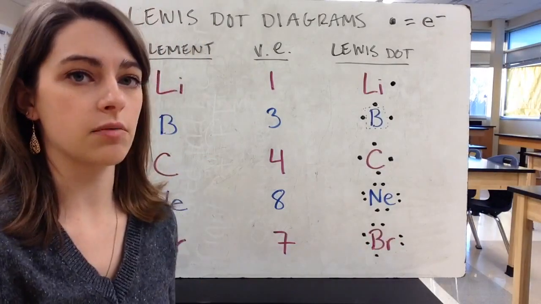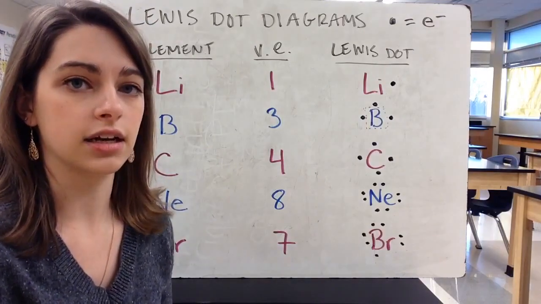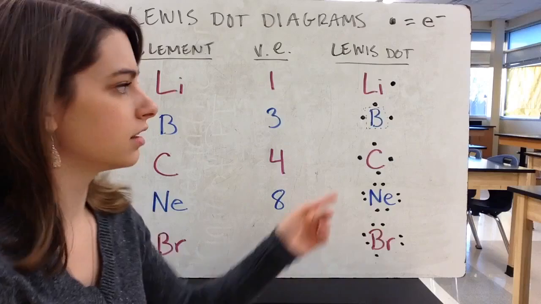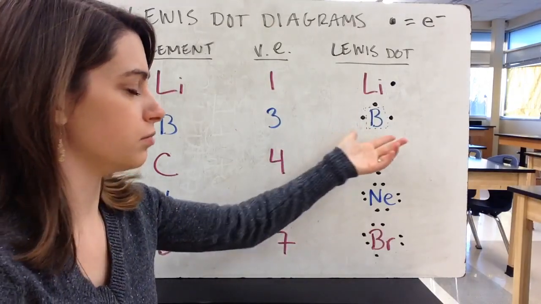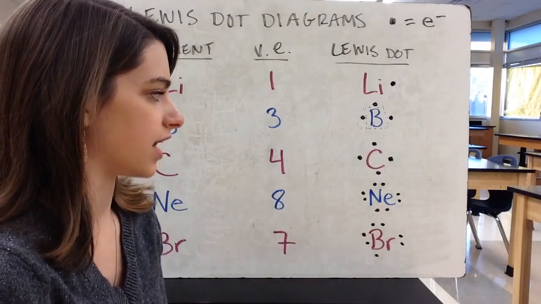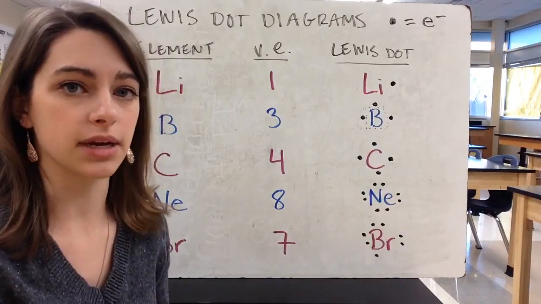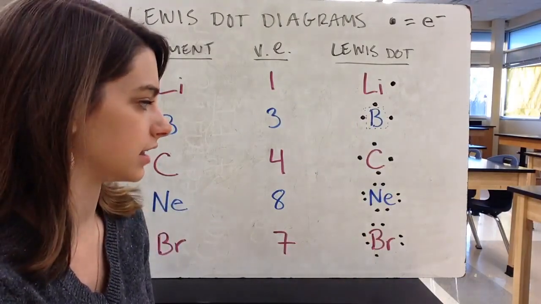So if we look at how many electrons they need to complete their octet, well, lithium needs a lot. Boron needs quite a few. Boron only has 3, so it needs 5 more. Carbon has 4 valence electrons. That's what makes carbon so special when it comes to bonding.